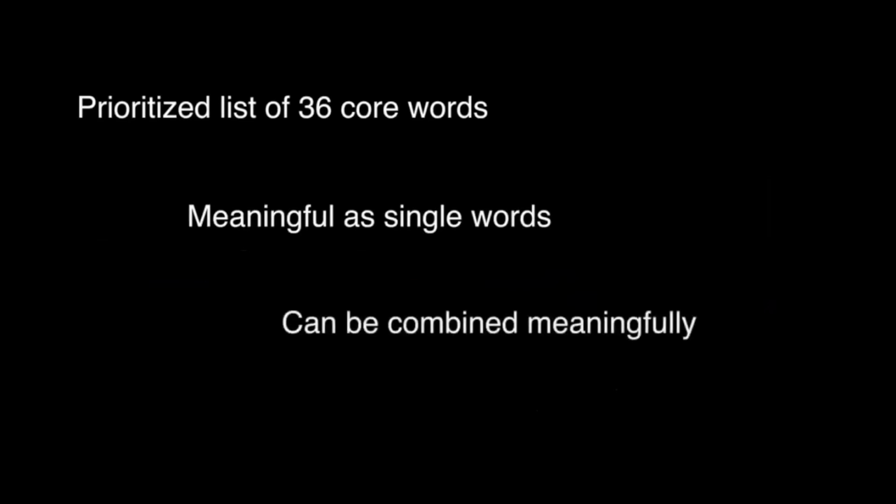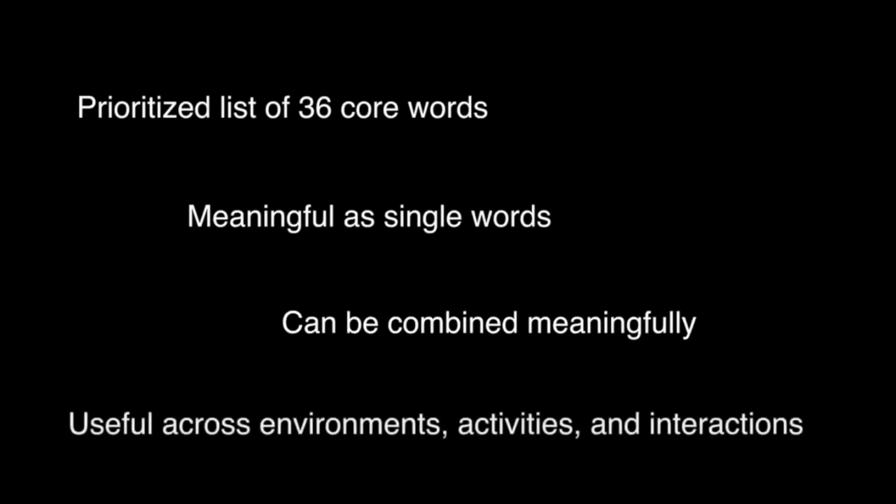The core vocabulary in Project CORE is called the Universal Core. It is a prioritized list of 36 words. Each word is meaningful as a single word and can be combined meaningfully with other words in the Universal Core. All of the words in the Universal Core are useful across purposes, places, and partners.